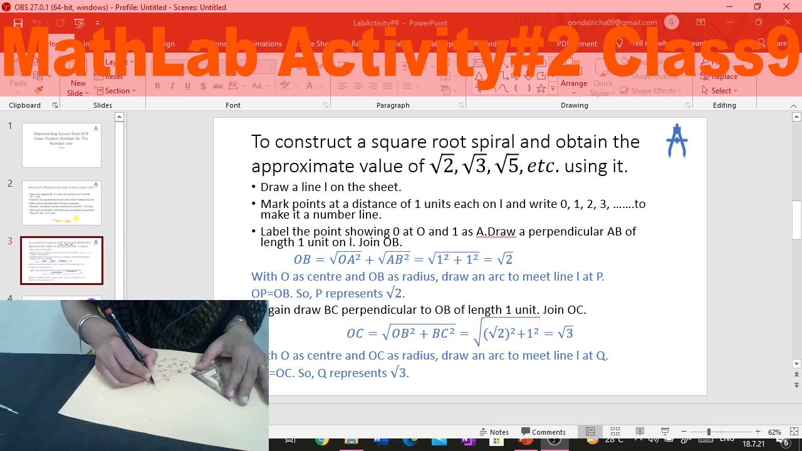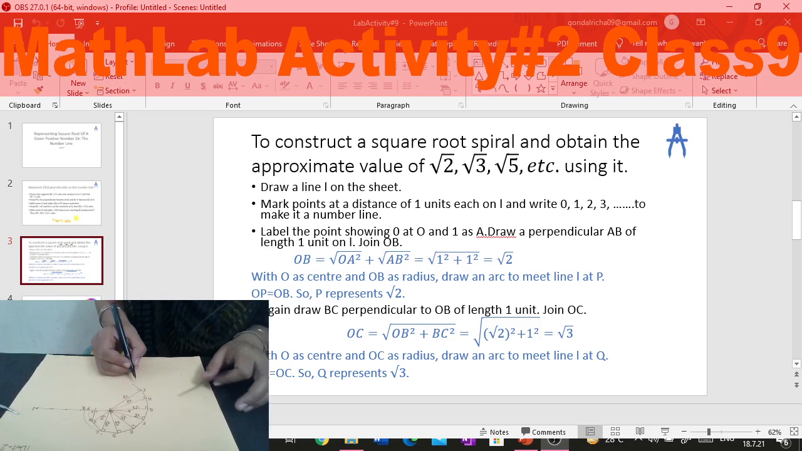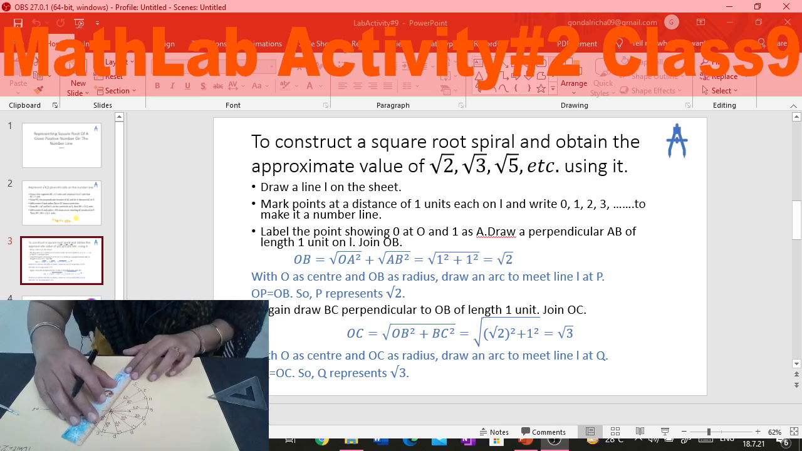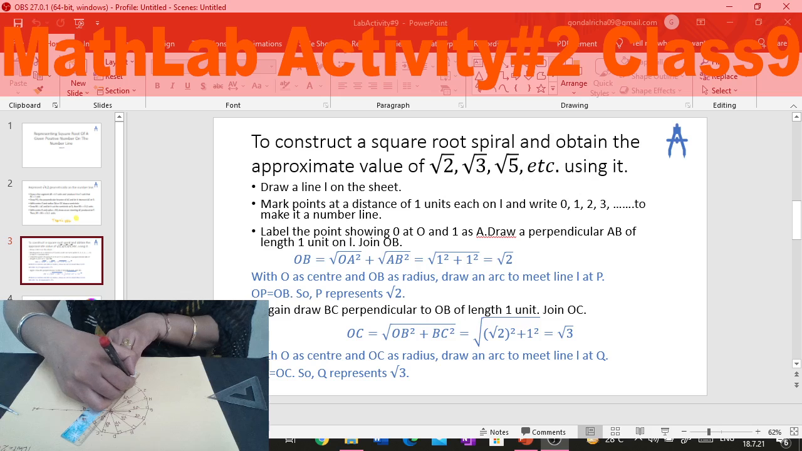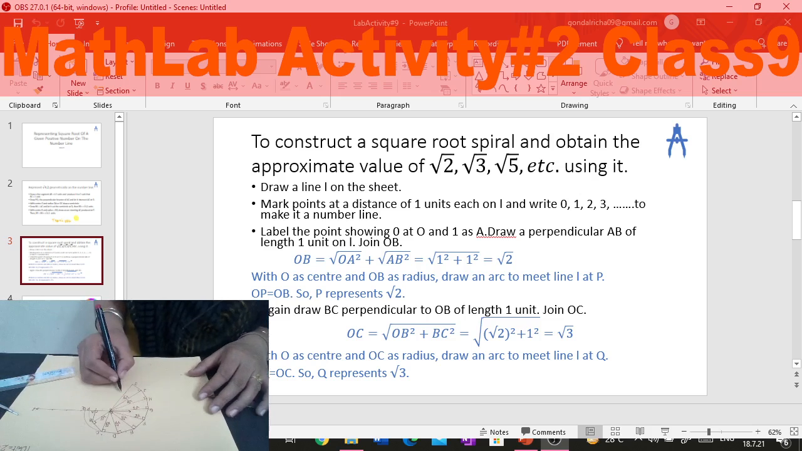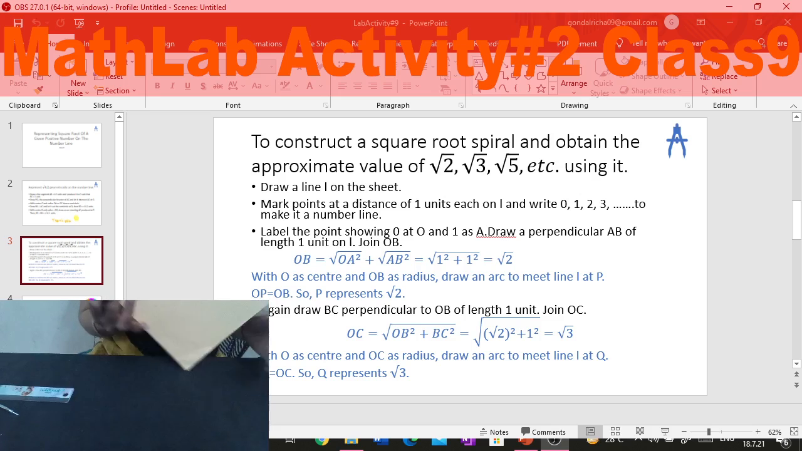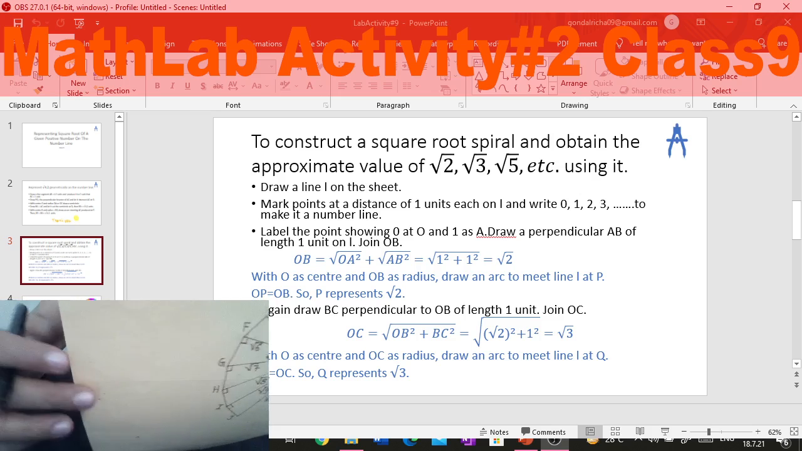This is the perpendicular, and this is your point J. Okay, and join OJ to get the value of root 10. So like this, you will be getting a square root spiral.